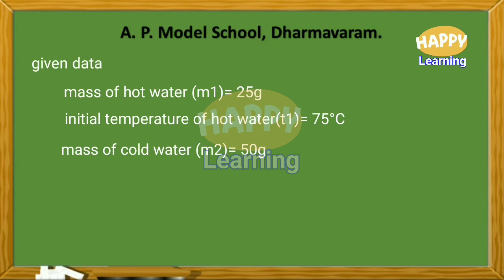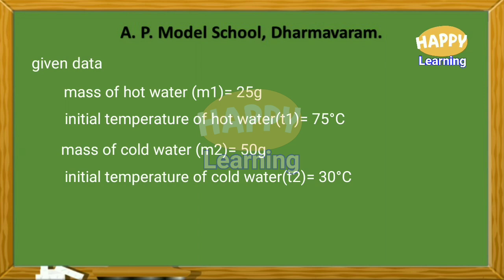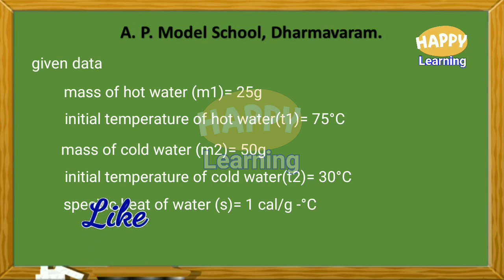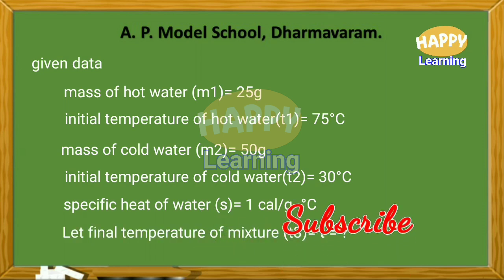Mass of cold water M2 is equal to 50 gram. Initial temperature of cold water T2 is equal to 30 degree Celsius. Specific heat of water S is equal to 1 calorie per gram per degree Celsius. Let final temperature of mixture T3 is equal to T is equal to question mark.